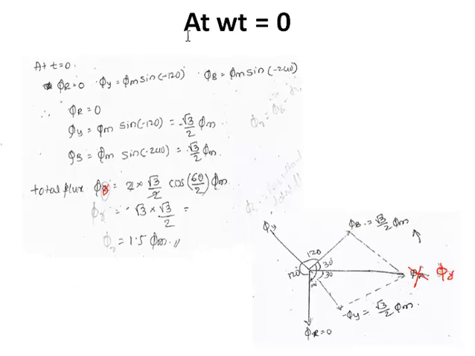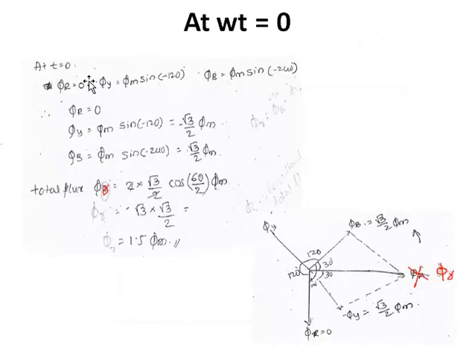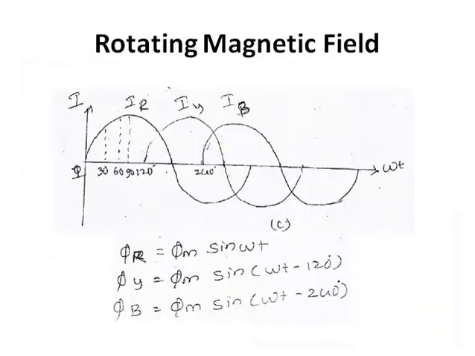Initially we will take omega t is equal to 0. What is omega t is equal to 0? At omega t is equal to 0, we are going to add ir plus iy plus ib. What is phi r? Phi r is equal to 0. Why is phi r equal to 0? Phi r is equal to phi m into sine omega t. So you can see we are going to replace omega t is equal to 0 here. So this will become phi r is equal to phi m sine of 0, that is 0.